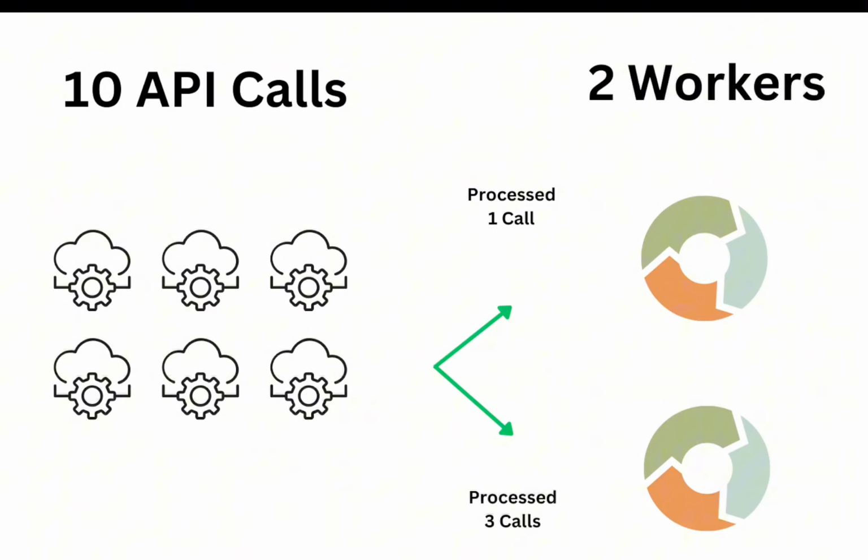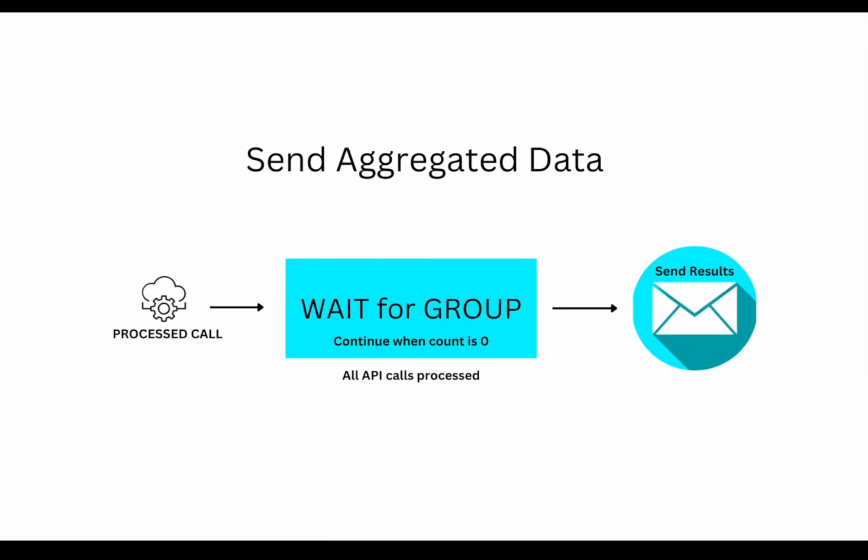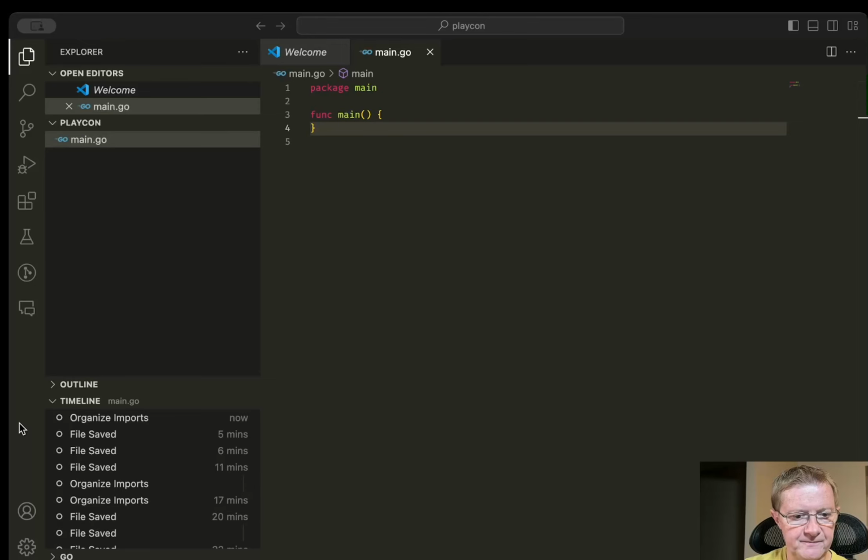And before we get to the code, let's show you a little bit what happens at the end. And that is, what does it do with it? So at the end, we want to send out the aggregated data that we received. Alright, so I already have the code environment, so let's jump into the code.